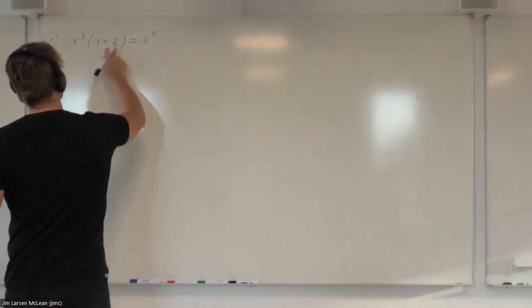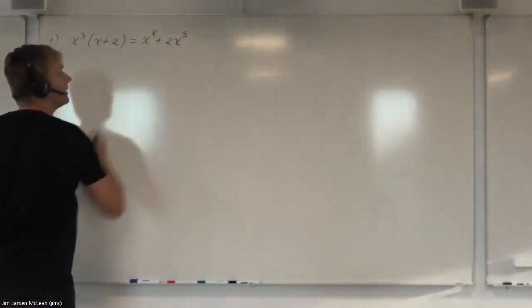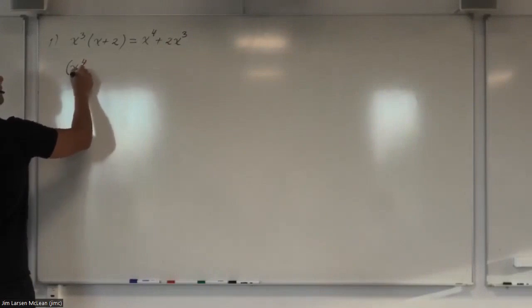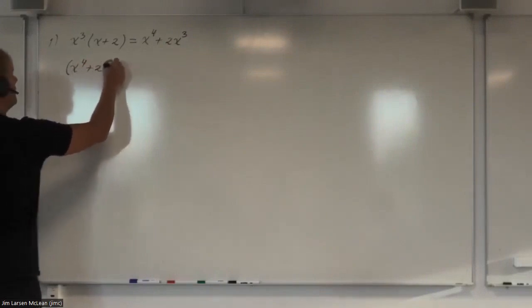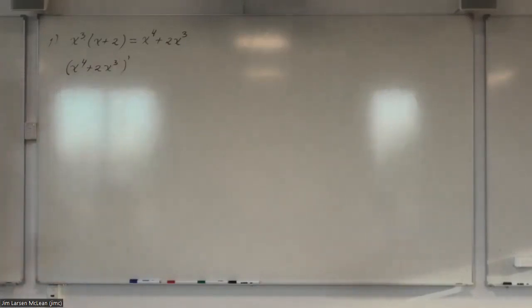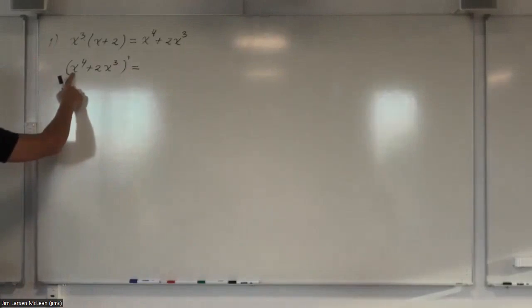This time it's plus 2x cubed. And so we can just differentiate what we see there. So if I substitute x to the fourth plus 2x cubed, so I better write it down like this, as I've written to my neighbors, I'm in the process of differentiating. And then I just differentiate piecewise. I differentiate that one on its own and that one on its own.